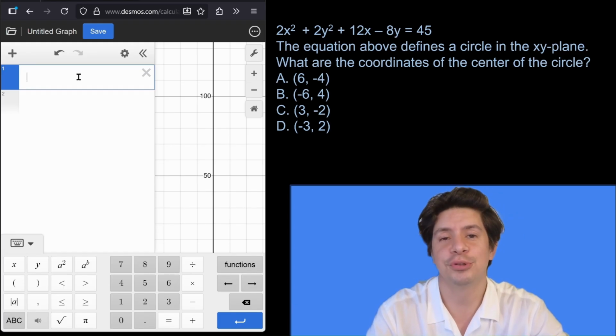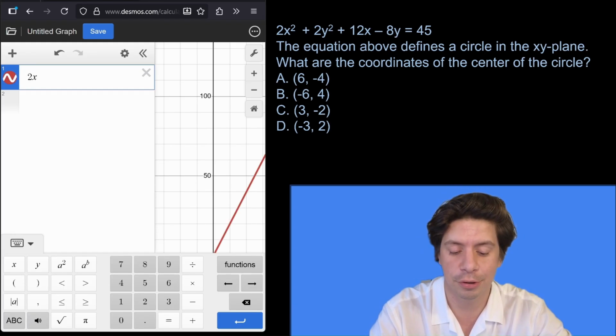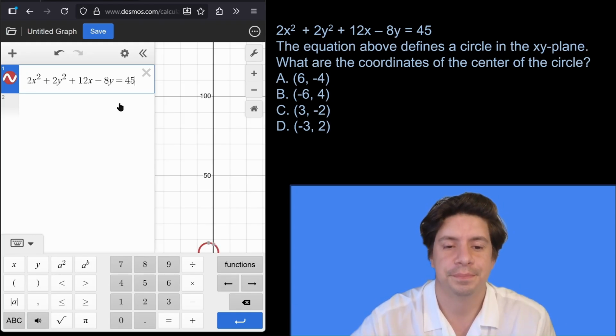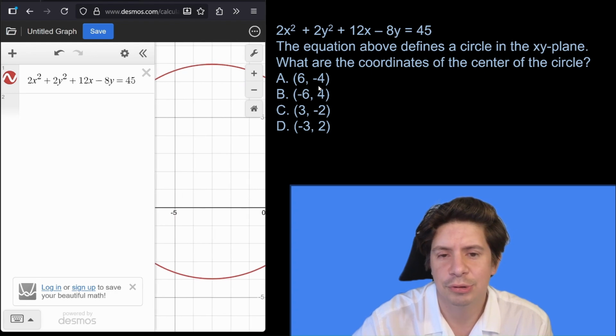What many people will do is they'll complete the square and solve out for that, and that's totally fine, but that takes way longer than just plugging it in, as I'm doing, and then seeing what we get. So minus 12x minus 8y equals 45. Then we go down here, let's zoom in. So we have 6, negative 4.